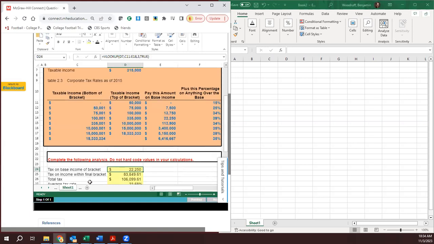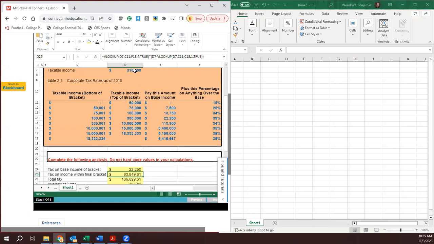And then the tax on the income within the final bracket, I'm going to do that same type of lookup. I'm going to return this fourth value. So you see here where I'm going through C11 to F18, right? So I'm going to include that percentage piece. And then that's what I'm going to return, this percentage, for the column in which 315,000 falls.